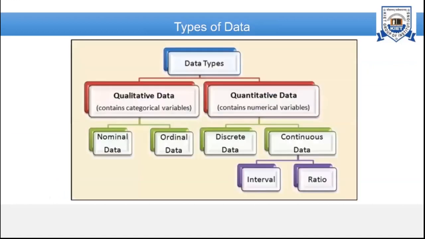If we talk about the types of data, there are basically two types of data. One we call qualitative, and the second we call quantitative. Qualitative means it contains data that has textual values, that is, nominal data or ordinal data. Quantitative data contains numerical values, that is, discrete data or continuous data. Continuous data can be of two types. It may be an interval or a ratio.